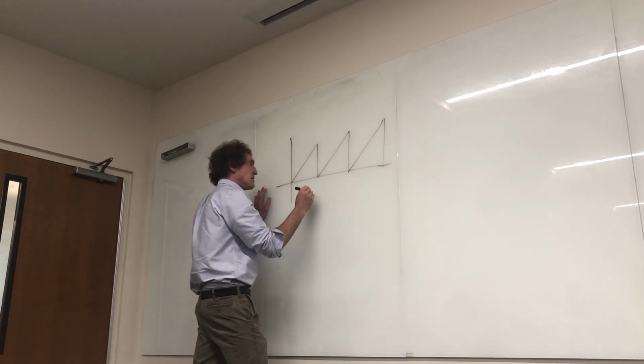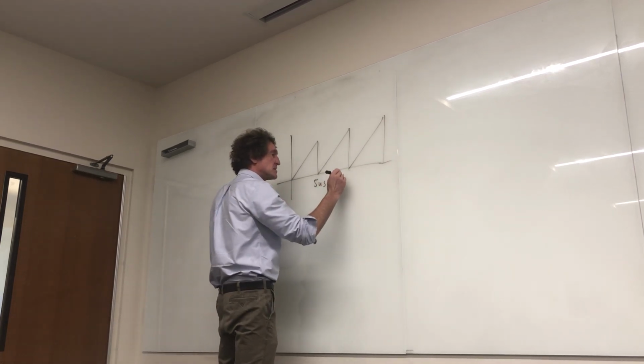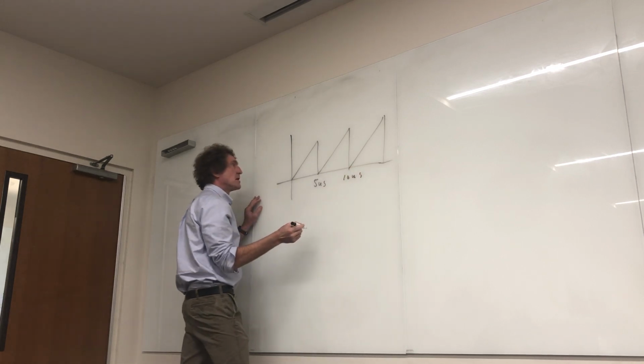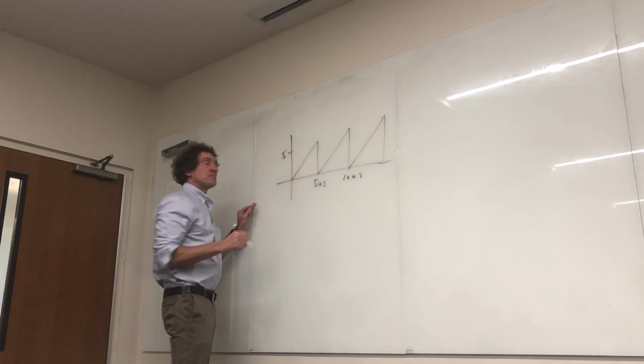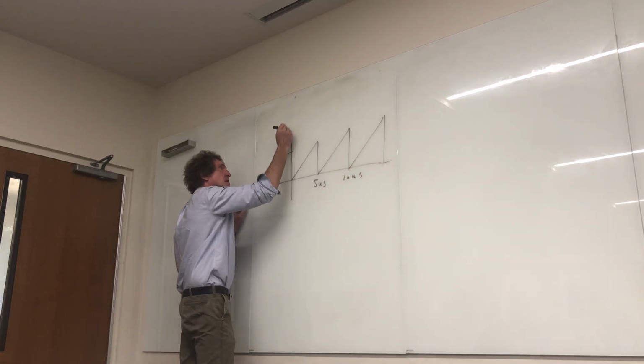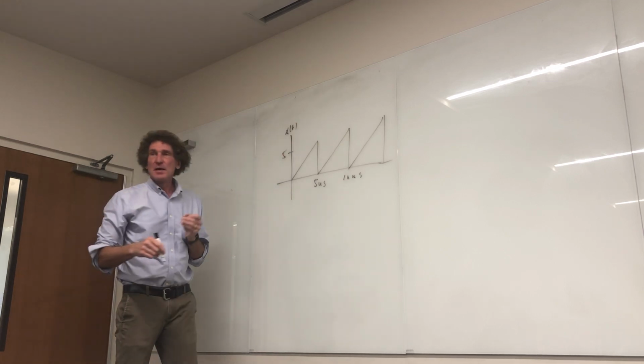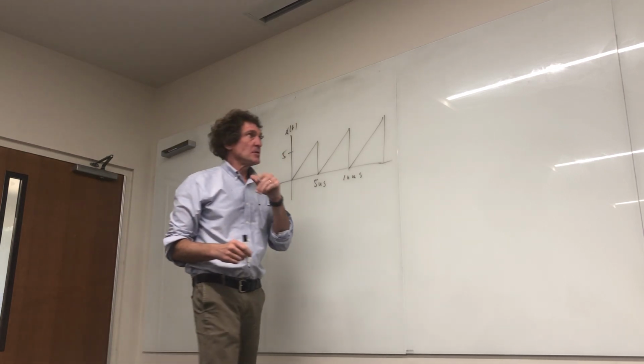All right? This was 5 microseconds, 10 microseconds, and so forth. The level here is 5 volts. And we'll call this x of t. It doesn't matter what the function's called. So that's the actual waveform. And you want to take that waveform and turn it into an infinite series.